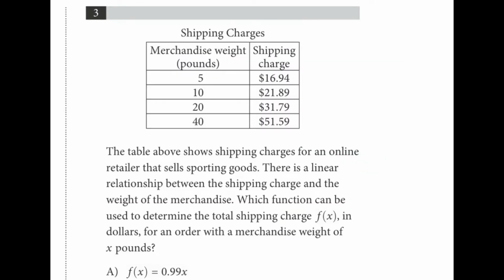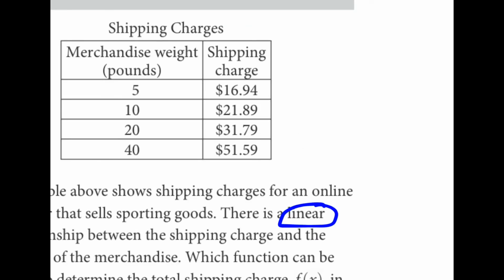Number 3, the table above shows shipping charges for an online retailer that sells sporting goods. We see that there's this relationship between pounds and shipping charge that they describe as linear, which means it's a consistent rate of change. So we can build y equals mx plus b, a function. Which function can be used to determine the total shipping charge in dollars for an order with a merchandise weight of x pounds? Like most linear problems, there's a variety of ways to do this.